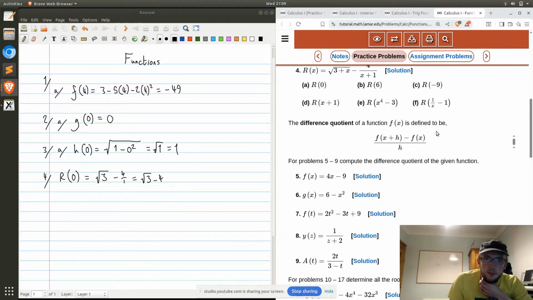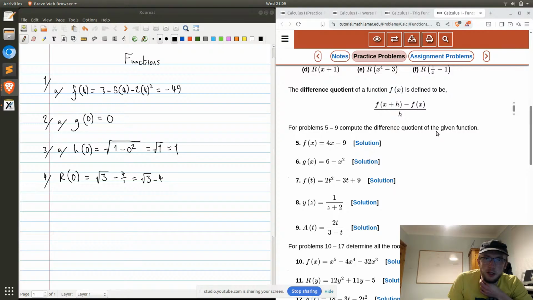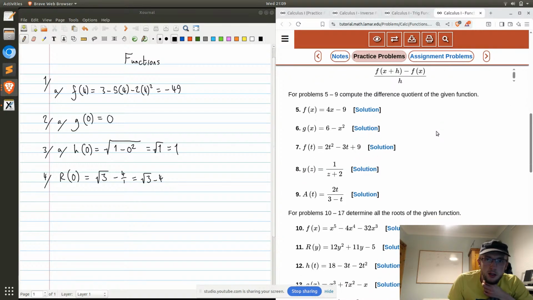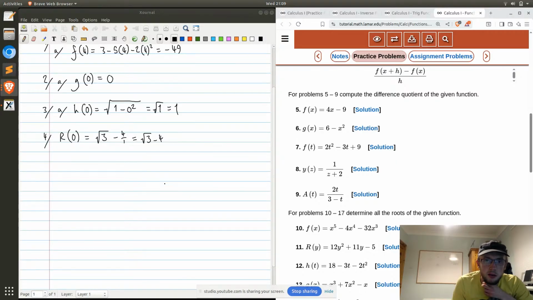Next one. The difference quotient of a function f of x is defined to be this: f of x plus h minus f of x, all over h. Compute the difference quotient of the given function. All right, so to be smart about it, we're going to do the easiest one and the hardest one of the bunch. So this one.